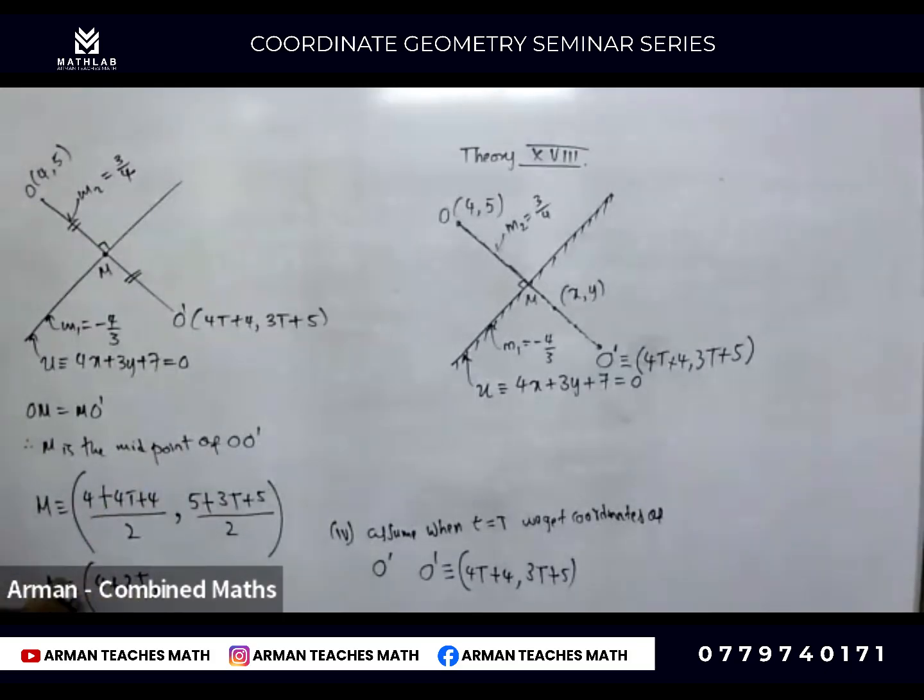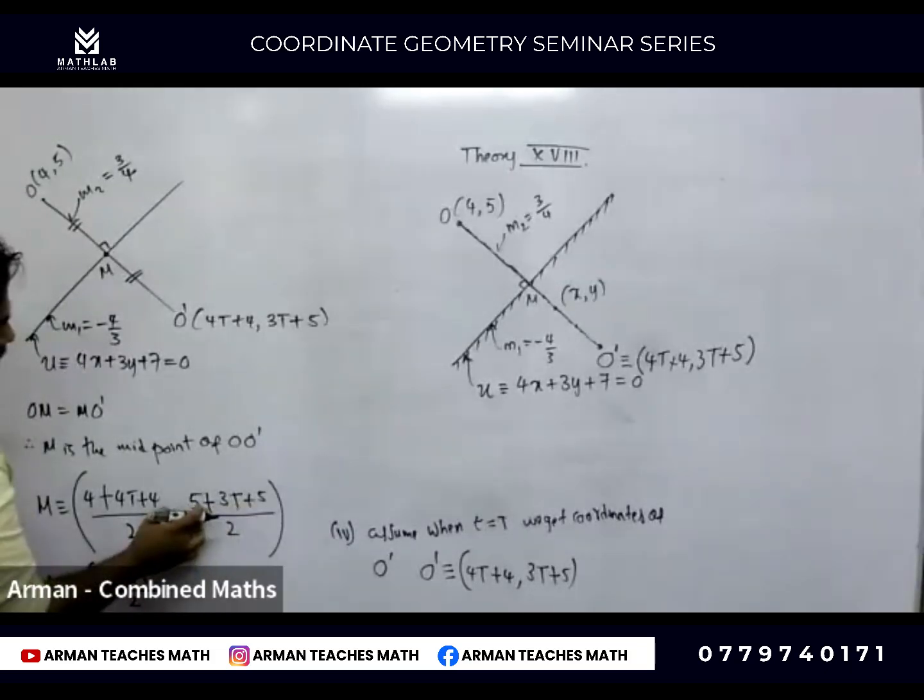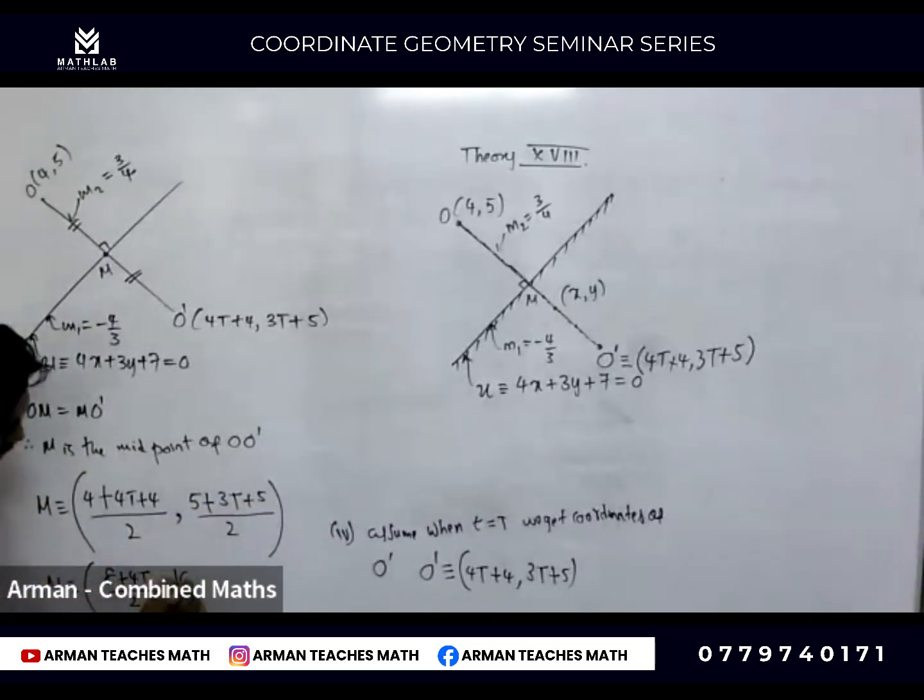Comma, for the y coordinate we get 10 plus 3t. So I'll just keep the denominator 2 just for simplification purposes, no other reason. 4 plus 4, 8. 8 plus 4t divided by 2, comma. 5 plus 5, 10. 10 plus 3 capital T divided by 2. Okay, divided by 2.